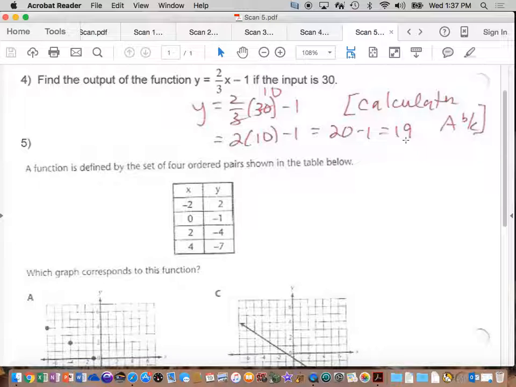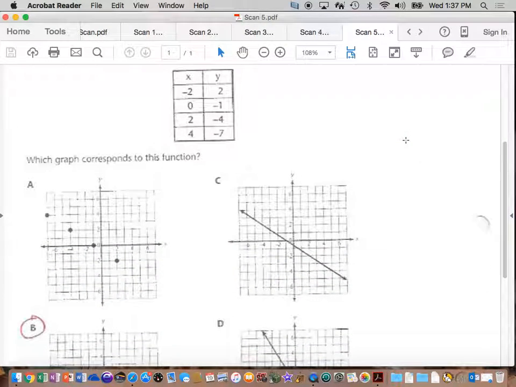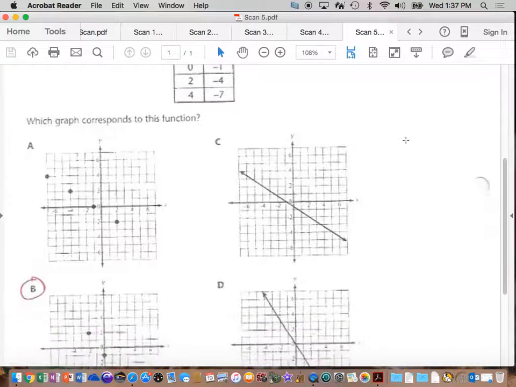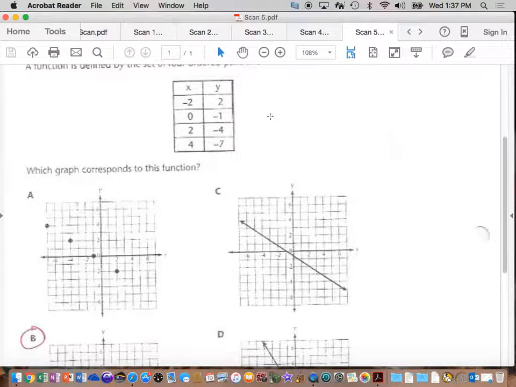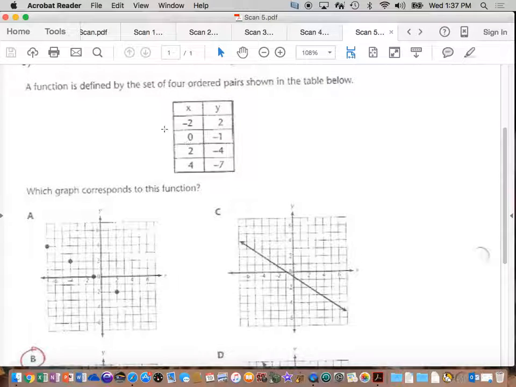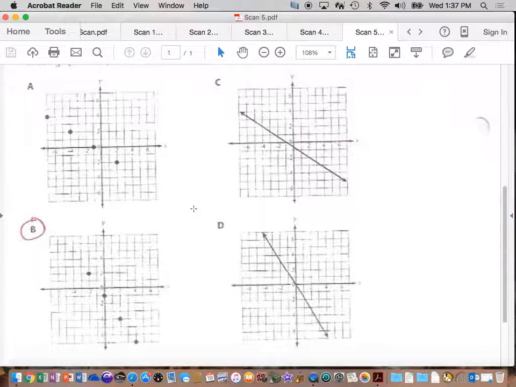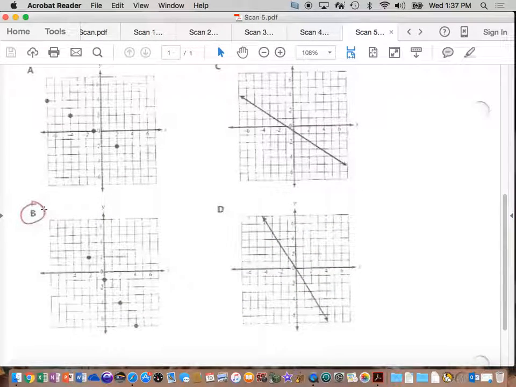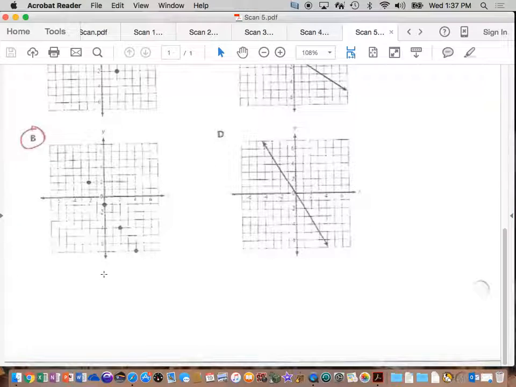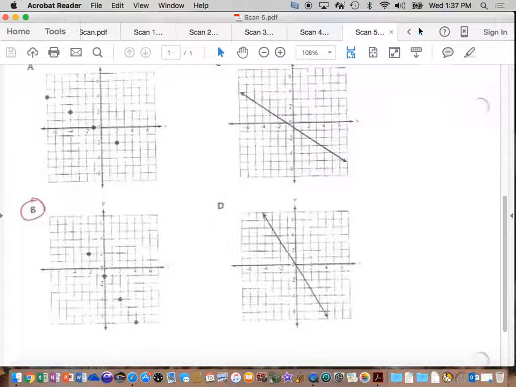All right, so next up, which is the graph of this function? And the tricky part of this is they're only giving you the points. See, if they tell you to graph a line, then you graph a line, but it says the set of ordered pairs. The set of ordered pairs is just these ordered pairs. Therefore, it should be choice B, just the set of ordered pairs. Okay?